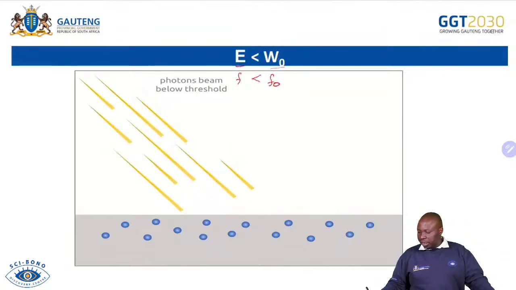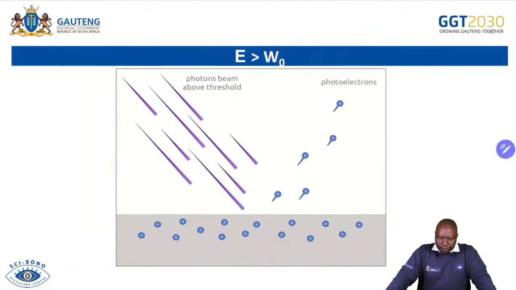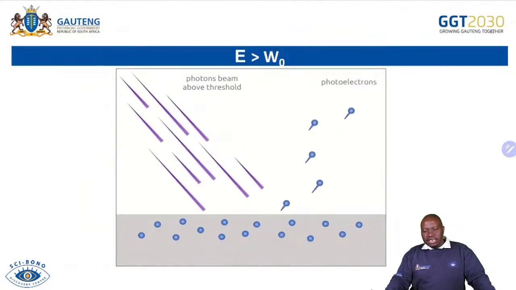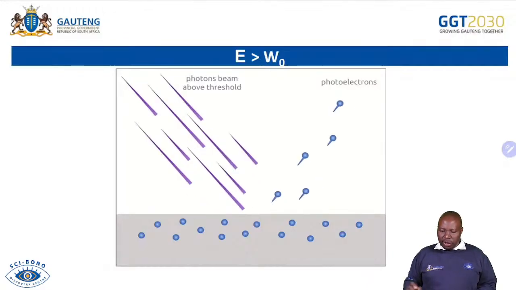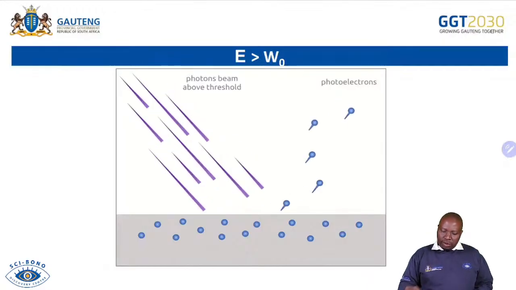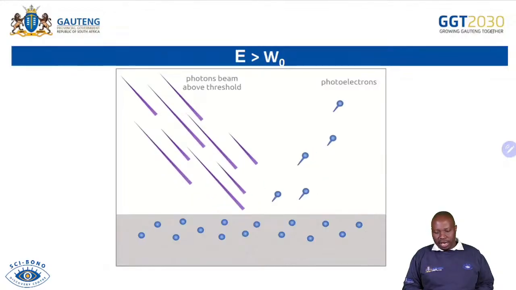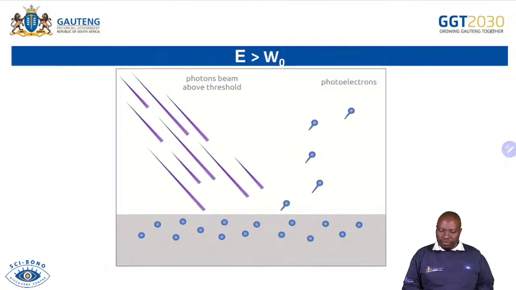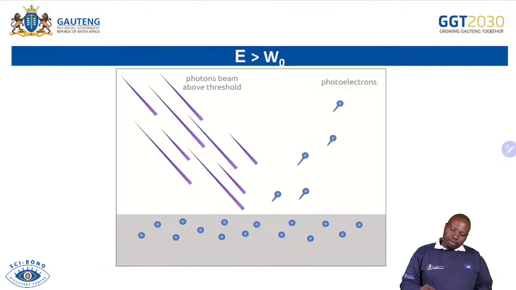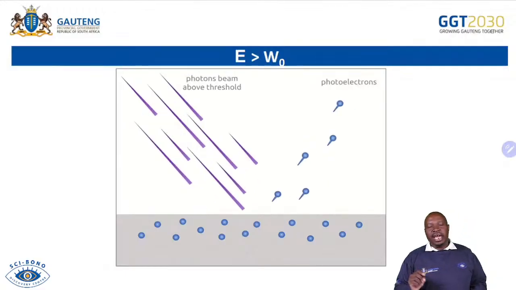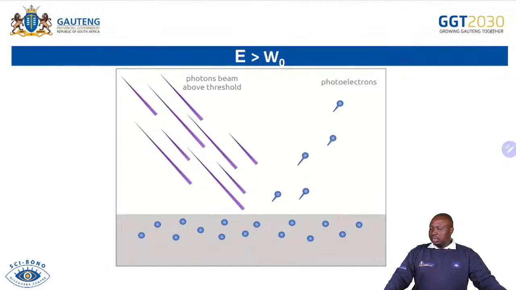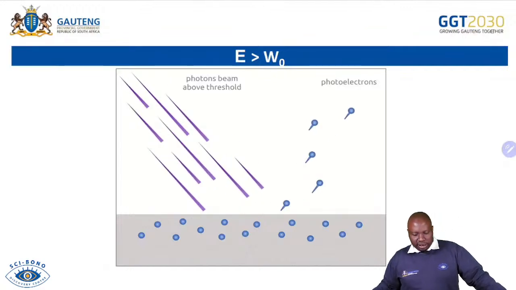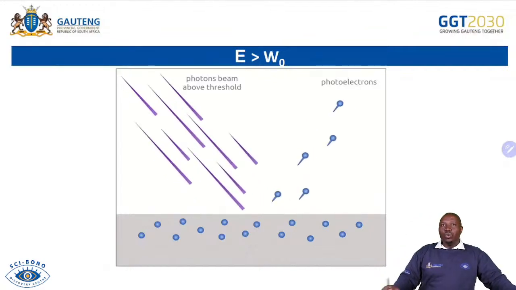That is the demonstration. I hope it helps you. And again, when it is greater than the work function, you can see what happens now. When we bombard the electrons with the photon beam above threshold frequency, they absorb the energy and are ejected, and this is what we call the photoelectric effect.